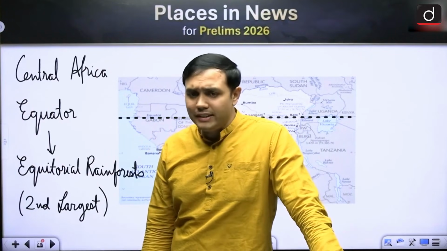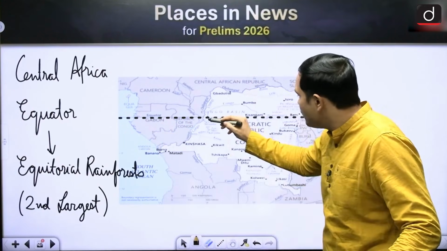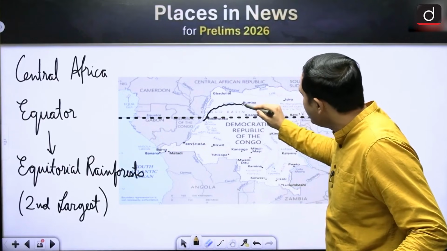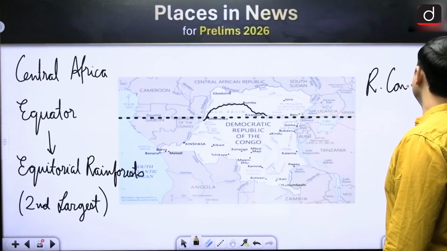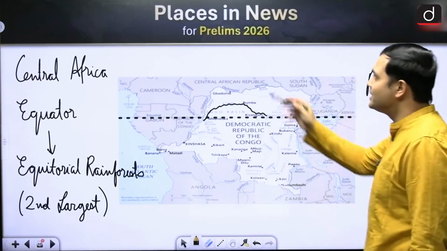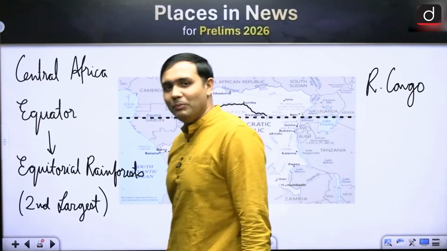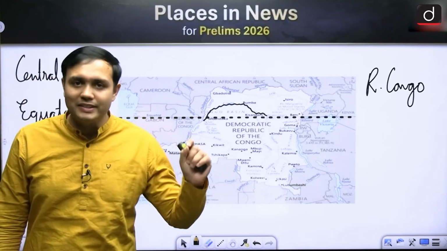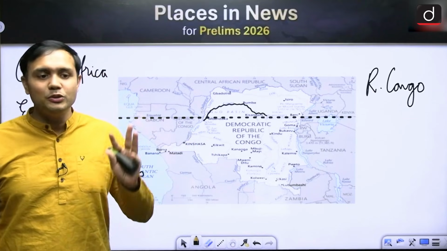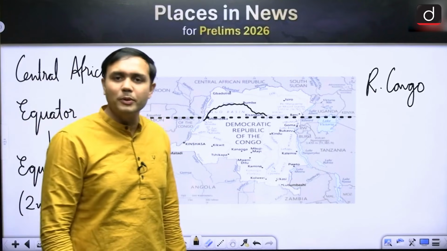Next, in this particular region, you will find a very, very important river. That is River Congo. You can see it from the name itself, Democratic Republic of Congo. So this river is giving the country its name only. That means it is going to be dominated by this particular river.